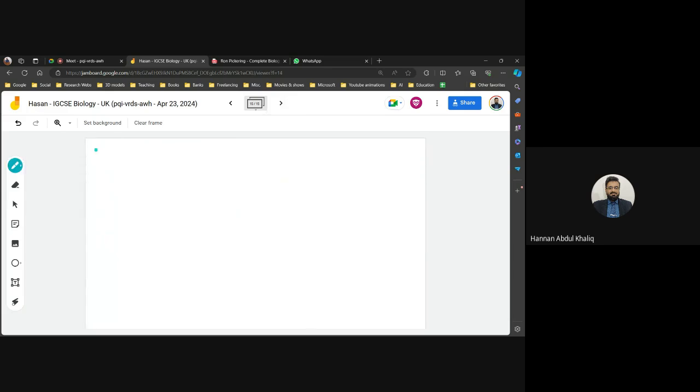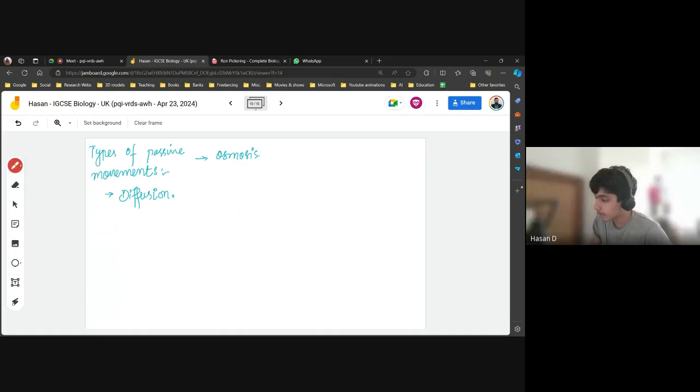Okay, so types of passive movements. Let's talk about it. There are two types of passive movements that you would often see. One is called diffusion, and the other is called osmosis. I will not currently talk about osmosis. In diffusion, how would you define diffusion? Particles moving from a high concentration area to a low concentration area.